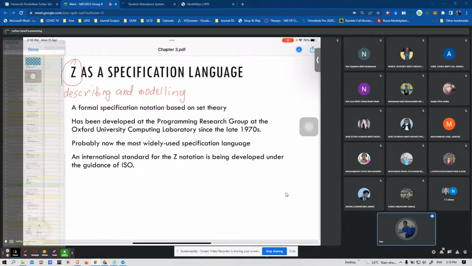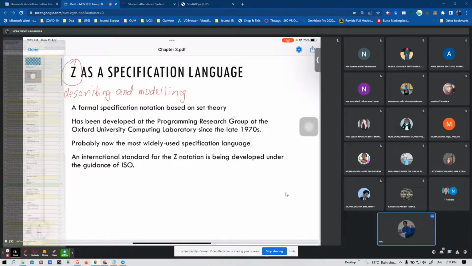It is targeted at clear specification of computer programs and computer-based systems in general. It is a formal specification notation based on set theory. Z as a specification language was developed by the Programming Research Group in the late 1970s. Most probably, it is now the most widely used specification language.